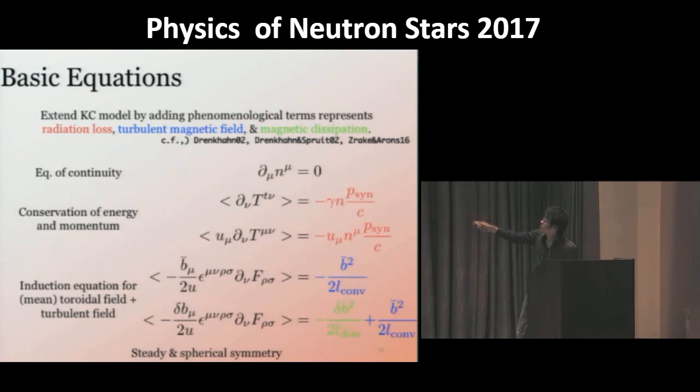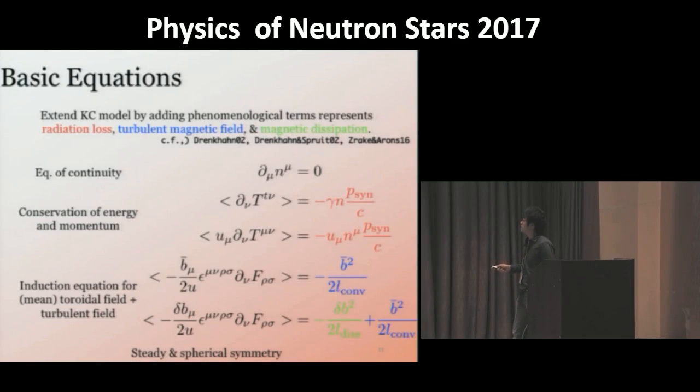These authors are using this phenomenological term to accelerate the flow in the GRB outflow. But we use this same term to decelerate the nebula flow. And this is the equation of continuity. And these red terms are radiation loss.